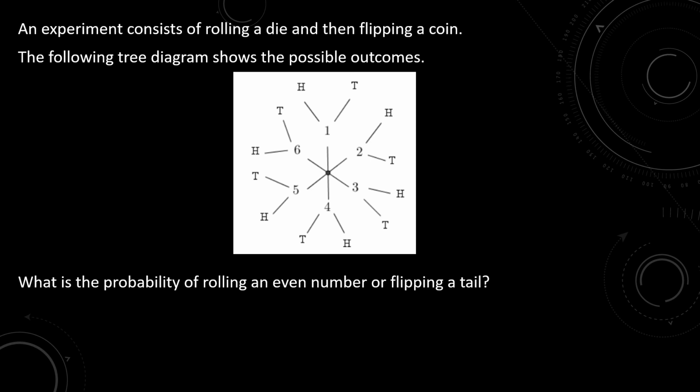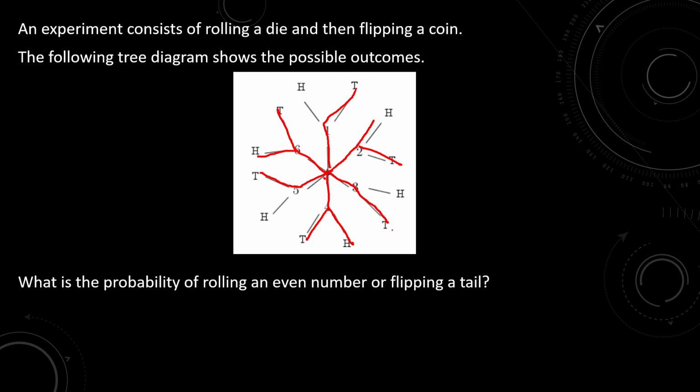Our next question says an experiment consists of rolling a dice and then flipping a coin. The following tree diagram shows the possible outcomes. What is the probability of rolling an even number or flipping a tails? Okay, so any of these options that include an even number, which would be this 2 heads or tails, 4 heads or tails, and then 6 heads or tails, all of these count because I can either roll an even number or I could flip a tail. It doesn't matter which one happens. I could roll a 5, and as long as I flip that tail, it still counts because of that word or. So here, even if I were to land on an odd number, as long as I'm flipping that tail, I'm good.